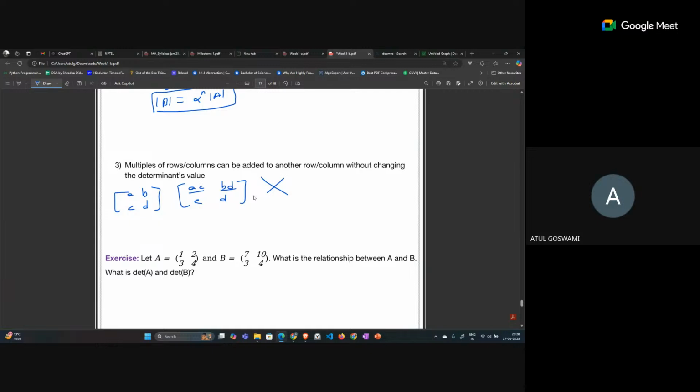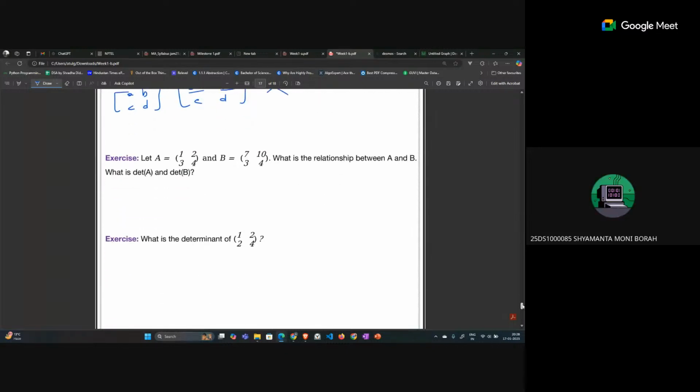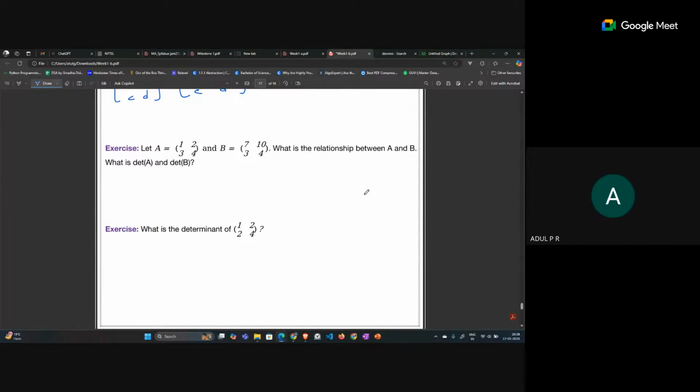Okay. Below you have been given two matrices. What is the relationship between A and B, and what is the relationship between the determinant of A and the determinant of B? The determinants are the same. The determinant is the same. Okay.